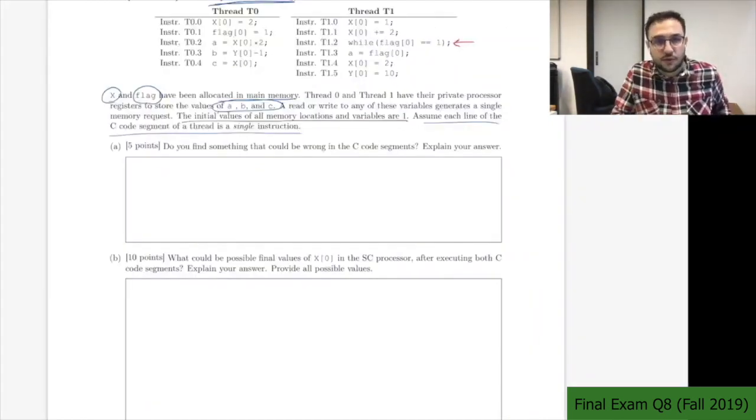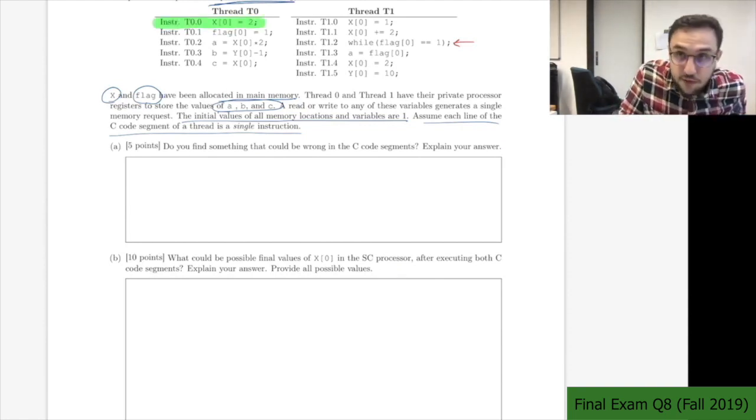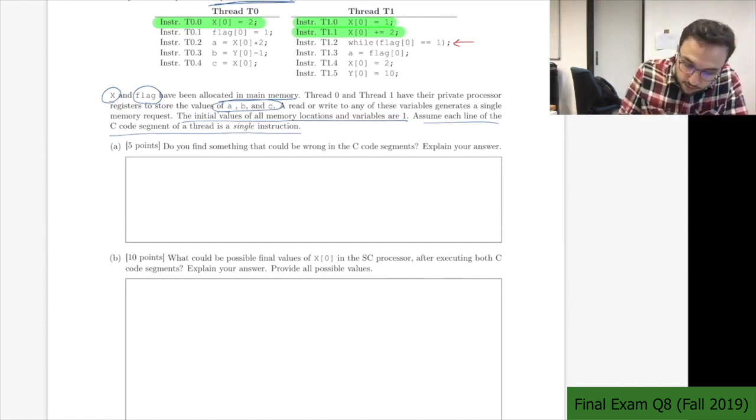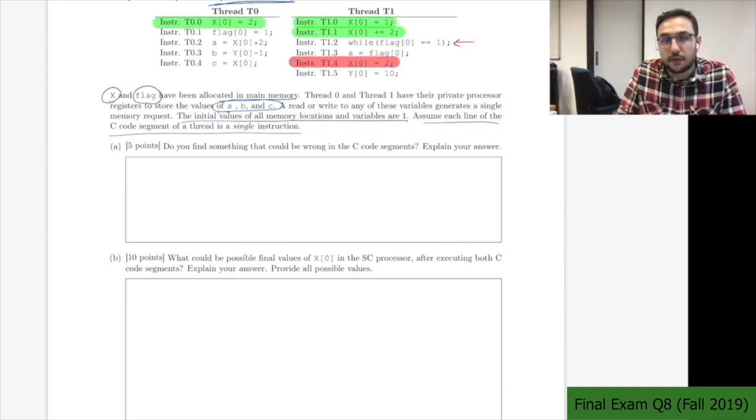In the second part of the question, we are asked to find all possible values that x0 can get after executing these codes. From the first question, we know that T1 never finishes because there is an infinite loop there. So let's look at which instructions can actually change x0's value. We have instruction T00, instruction T10, and instruction T11 that can change x0's value. And we have another instruction here, but the program never reaches it because of the infinite loop. These instructions can execute in different orders.